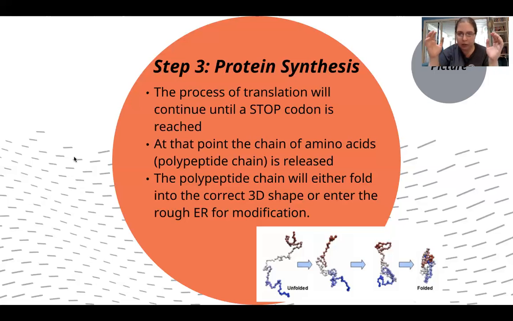Now, just like how a long piece of yarn has to be knitted into a hat for it to have a function, the same goes for the protein. The chain of amino acids, the polypeptide chain, does not have a function until it folds up into a 3D shape. Once it's folded up, the actual order of the amino acids and their placement will determine what shape it makes. And the shape that it makes when it's folded up will determine its function. So that's why folding is super important.